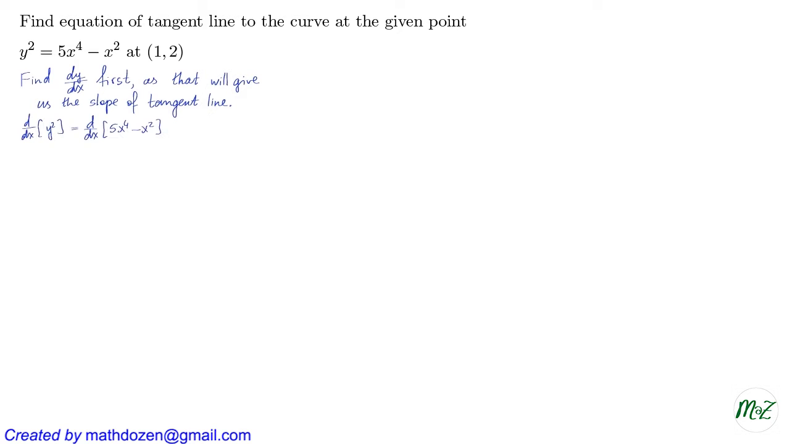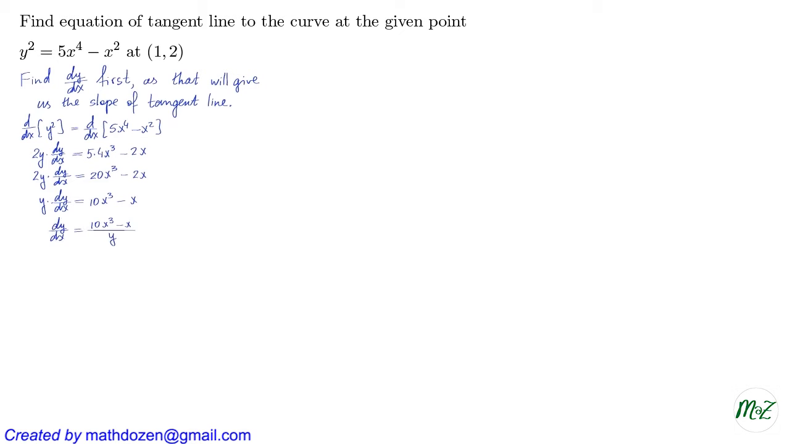So we're gonna figure out dy over dx. So we're doing derivative of both sides with respect to x. So derivative of y squared gives us 2y times dy over dx. On the right hand side we end up having 5 times 4x cubed minus 2x. So simplify it a little bit. We can go through and divide by 2. So we have y times dy over dx equals 10x cubed minus x.